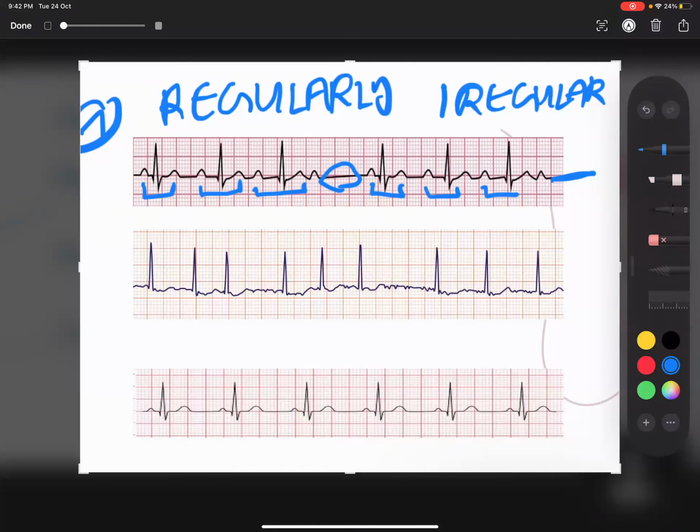It's my bad. I should have got one that is longer. But you could see here the QRS drop that you guys were talking about.